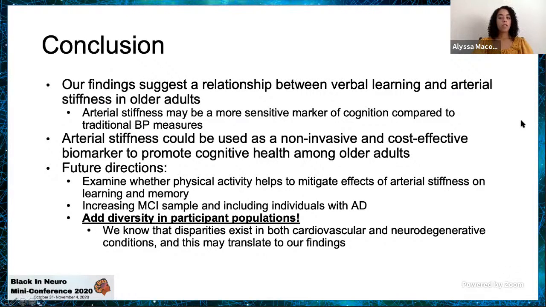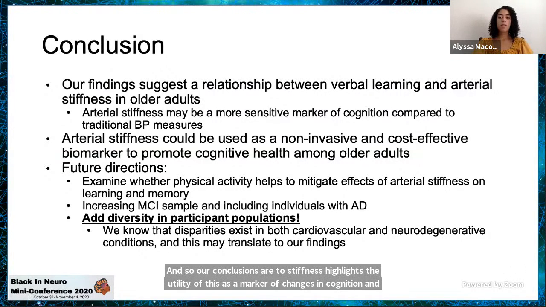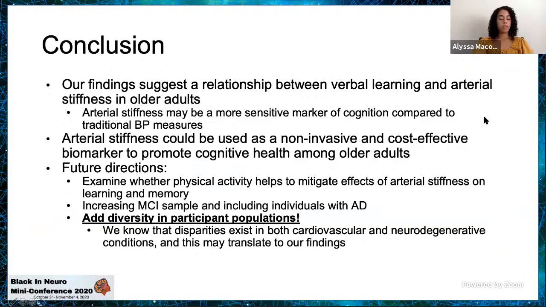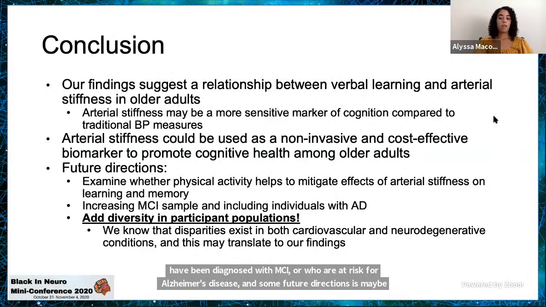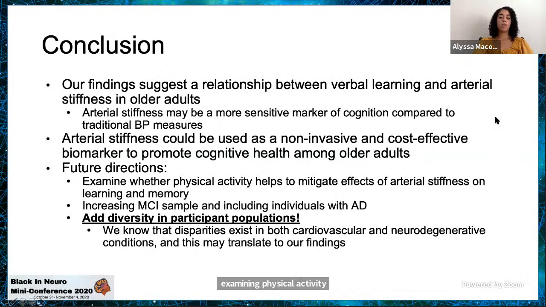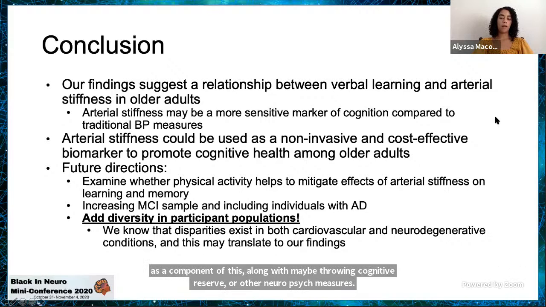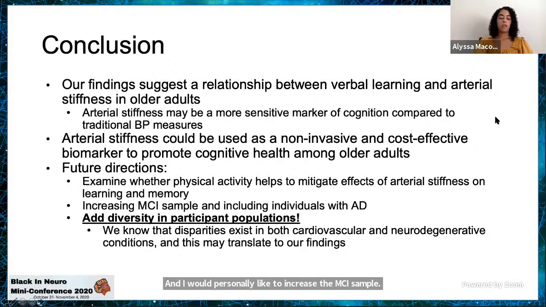And some future directions is maybe examining physical activity as a component of this, along with maybe throwing in cognitive reserve or other neuropsych measures. And I would personally like to increase the MCI sample. And I think it would also be interesting to look at Alzheimer's disease individuals as well. And of course, adding diversity in participant populations, since we do know that there are disparities within cardiovascular and neurodegenerative conditions. Next slide, please.